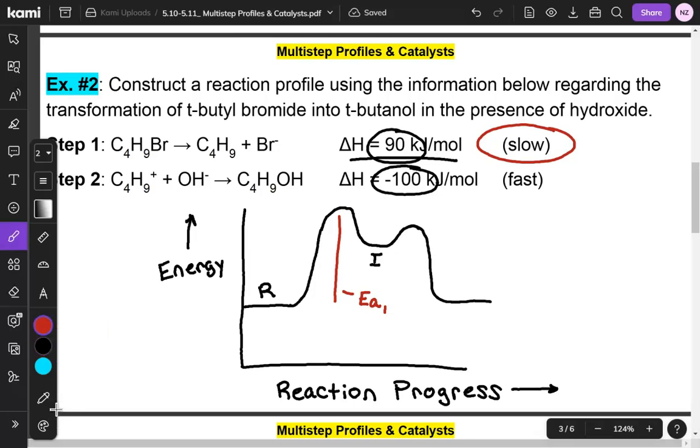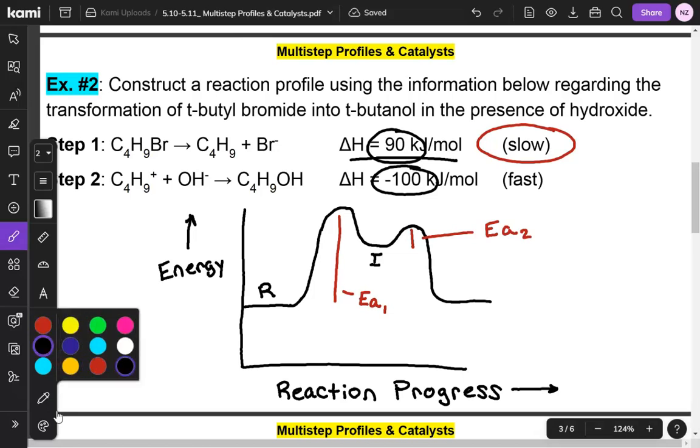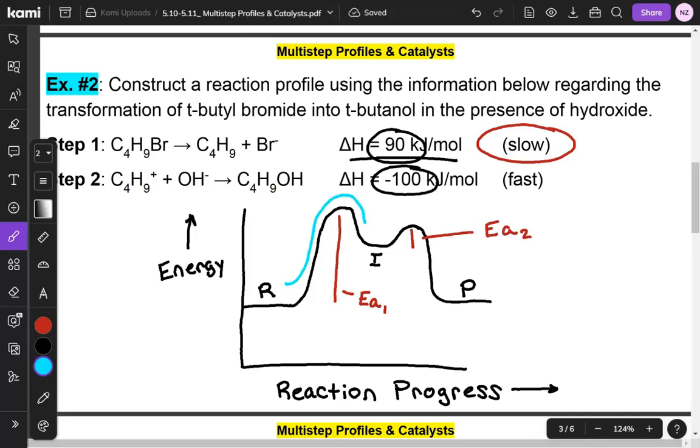So I'm going to label the second one EA2. That's the second activation energy that I needed here. And then all the way on the right side would be our products on the other side. So again, we started with our reactants. We had our first activation energy. We ended up as an intermediate. We had our second reaction, and then we ended up as a product.